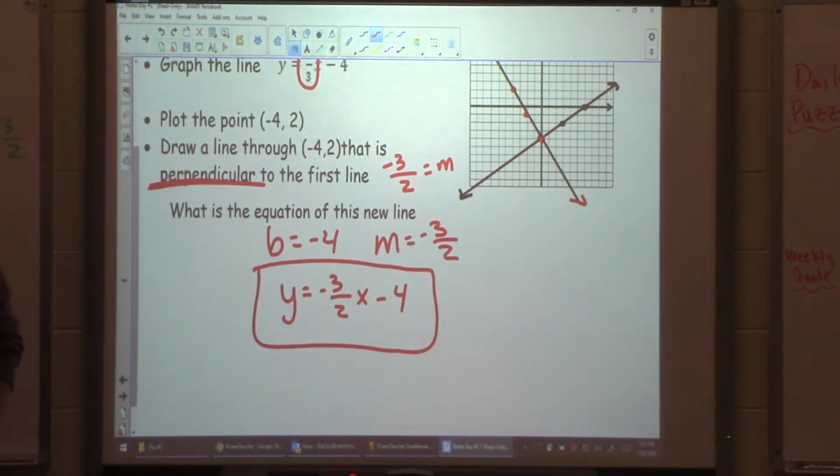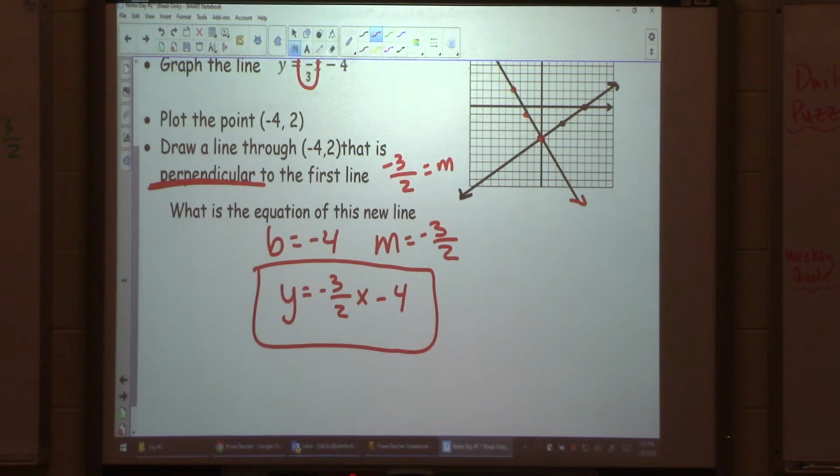Now, if you want to use point-slope form again, where you have your slope and you have the point we gave you, I'll put it into that equation. That's fine with me as well. It's still the equation of the same line, right? That works too. It's up to you, right?